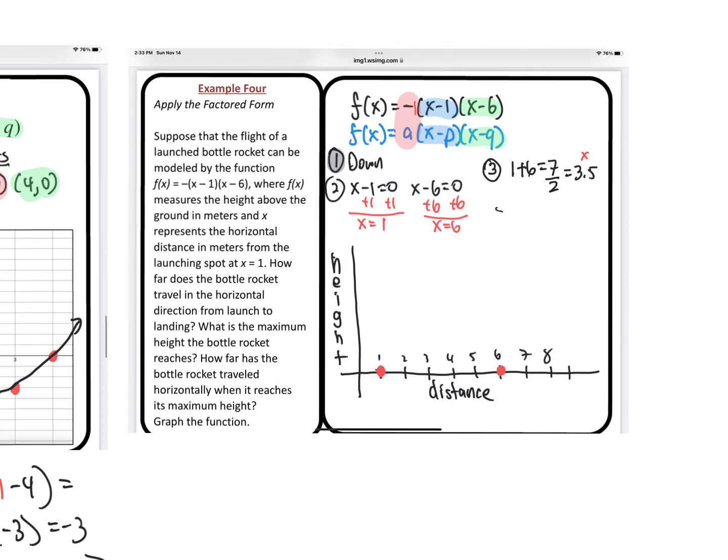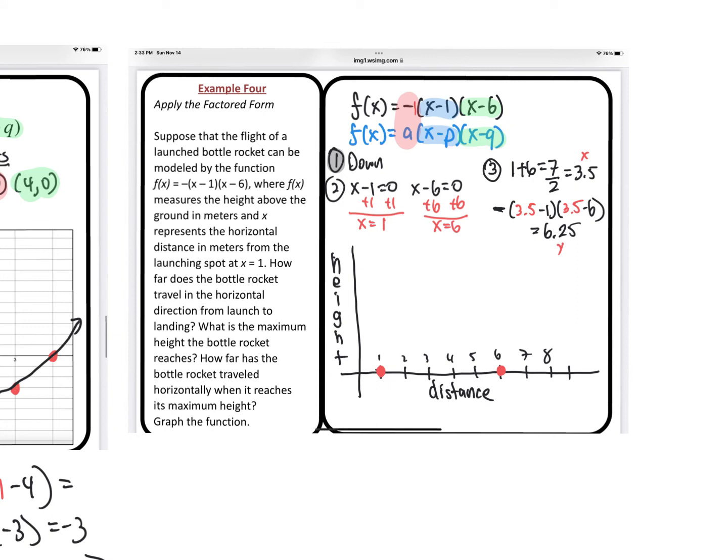So I go negative, and then plugging in 3.5 minus 1 times 3.5 minus 6. Okay, so we can plug that into our calculators, and it's going to give us 6.25 or 6 1/4, and that is our y value.